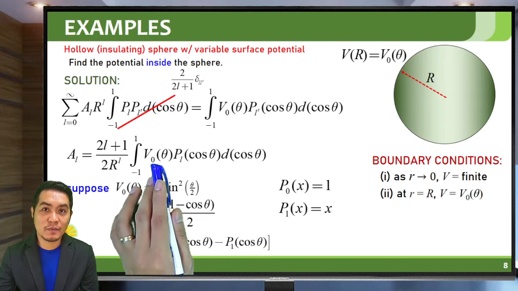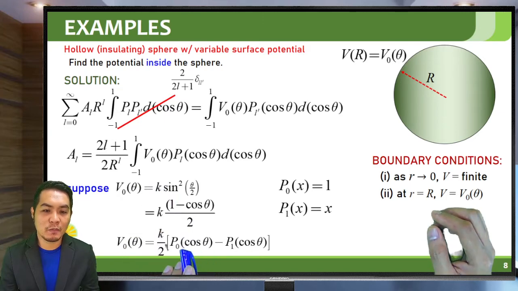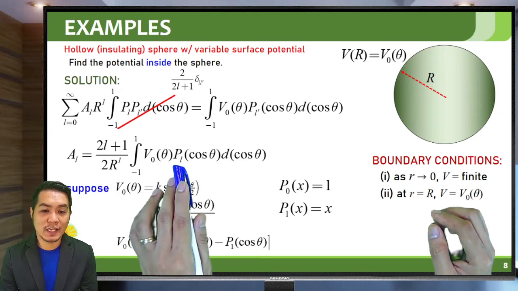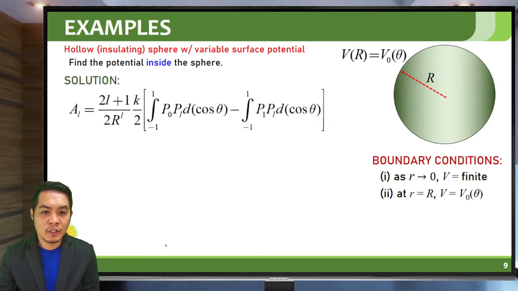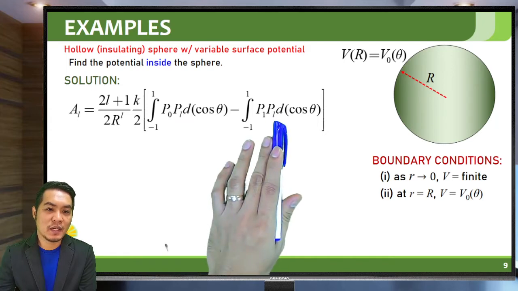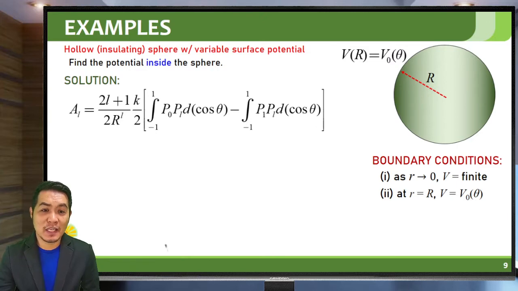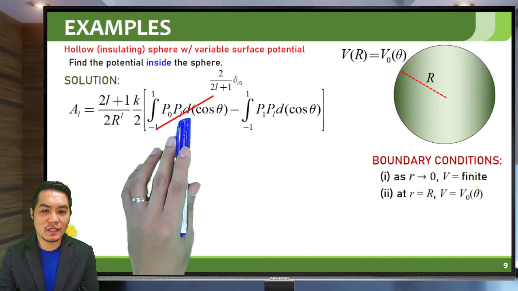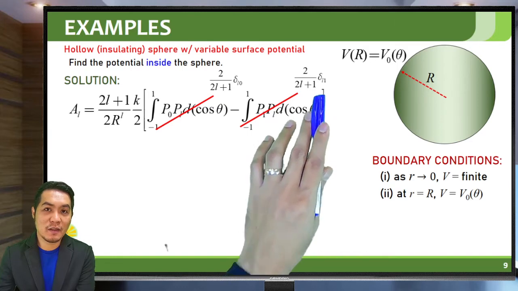So this integral becomes two terms, or we now have two integrals. The first integral is between P0 and P_L, and the second integral is between P1 and P_L. And of course, we take advantage of the orthogonality condition between Legendre polynomials. So this integral is just 2 over 2L plus 1 delta L0, because the subscripts are L and 0. And this one is just 2 over 2L plus 1 delta L1.